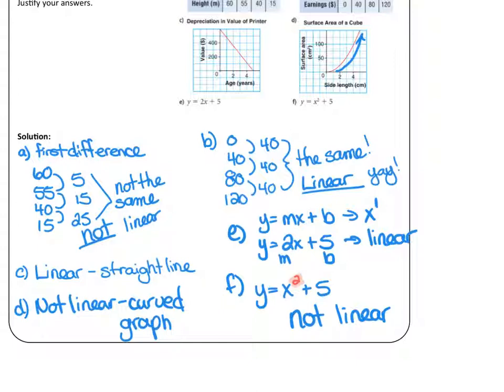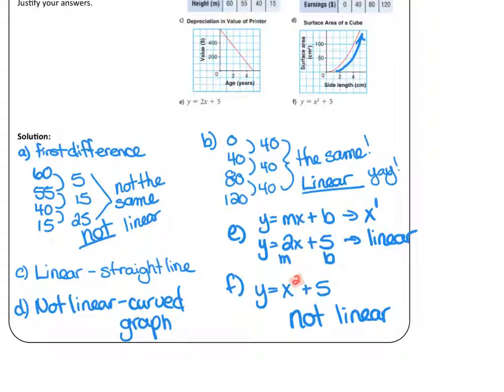If it's not a straight line, it's not linear. And then look at your equation if you're given an equation. So if it looks like y equals mx plus b in any way, then you can say yes, it's linear. And if it doesn't look like that, if the x has any sort of exponent that's greater than 1 on it, then you can say, nope, it's not linear and I'm moving on.